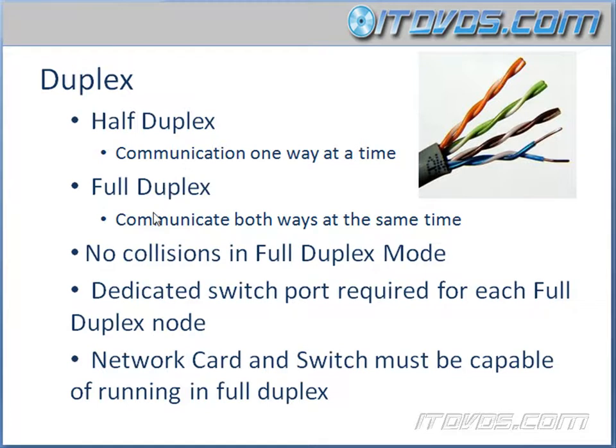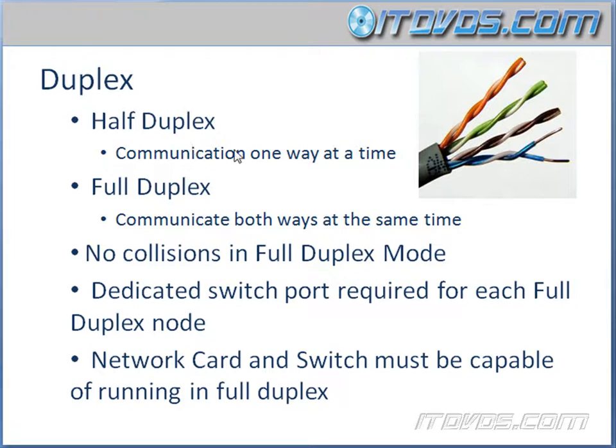And then there's full duplex. Full duplex is actually going to use 2 twisted pairs so that communication can go either way. So communication going out, we'll use this twisted pair, and communication coming in, we'll use this twisted pair, and they'll never run into each other. So we can think of full duplex more like a phone, where you guys can actually talk at the same time and hear each other. So there's no collisions in full duplex mode. And full duplex is actually twice as fast as half duplex.